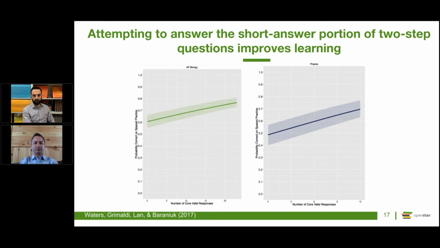And here we're just showing a model fit line for the number of times they answer a valid response and the probability of correct future. And here we see a nice positive trend. And we've corrected for overall levels of performance, so it's not just students who know more give more valid responses. This is any student who just gives a meaningful attempt. Even if it's wrong, this benefits their learning later on.